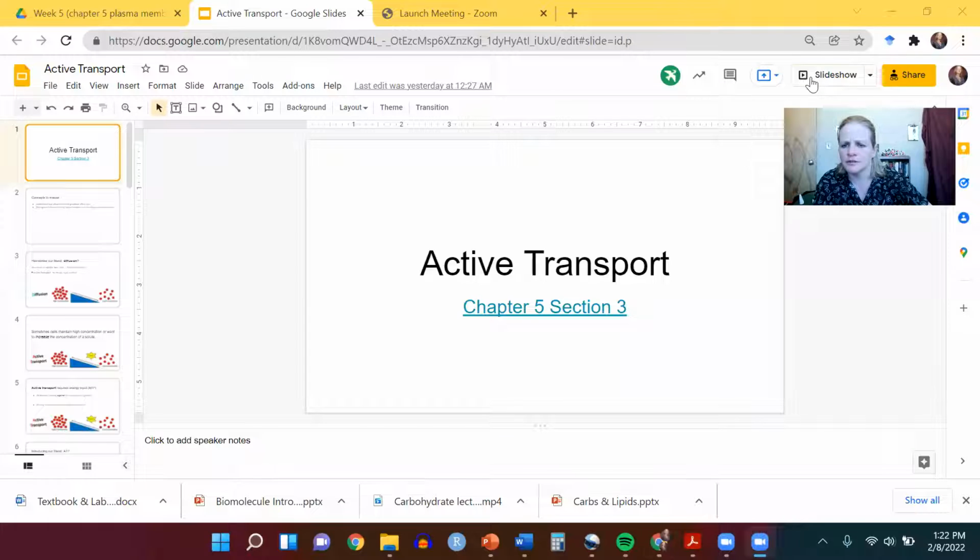Okay, so this is our last little bit about the plasma membrane chapter. So this will be sections 3 and 4 of chapter 5. So this is all the active transport mechanisms that we are going to discuss for this class. So let me share my screen with you guys, and we'll get this into slideshow mode.